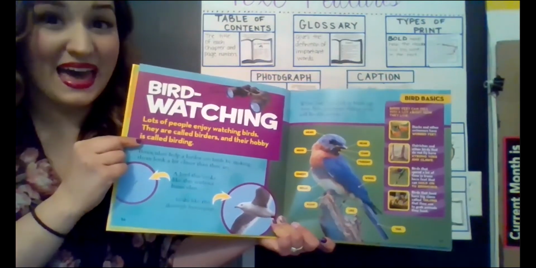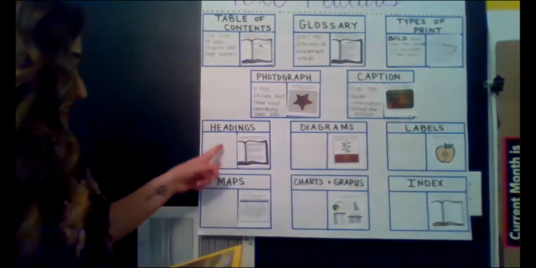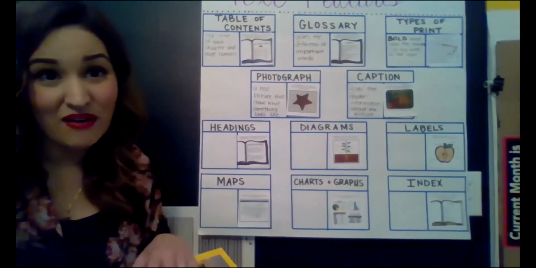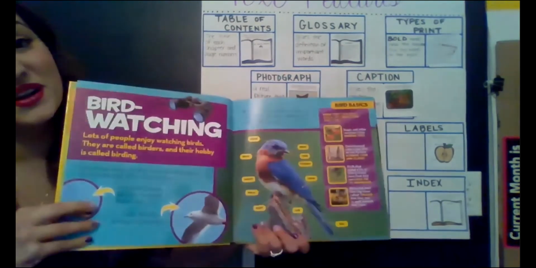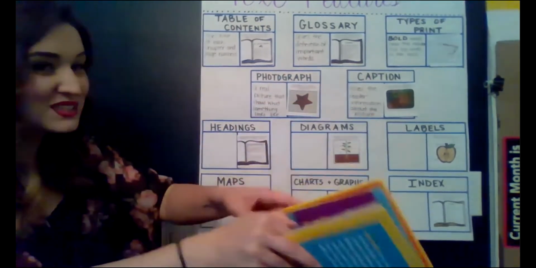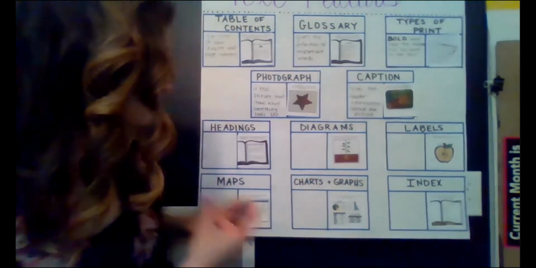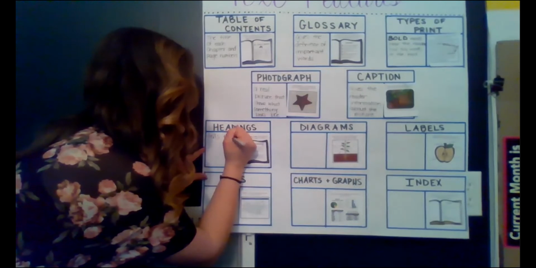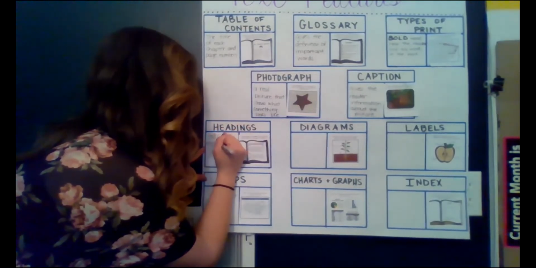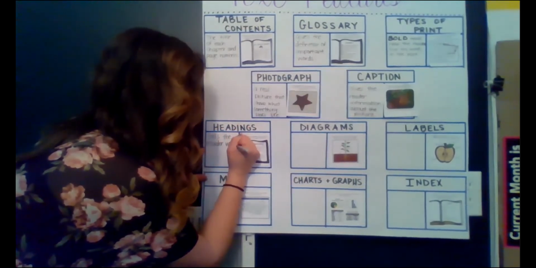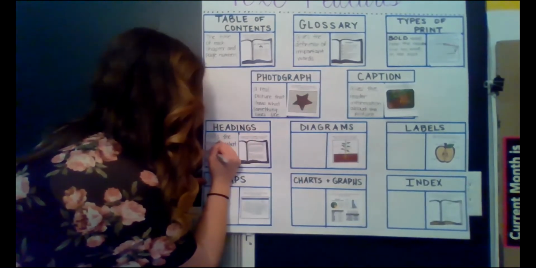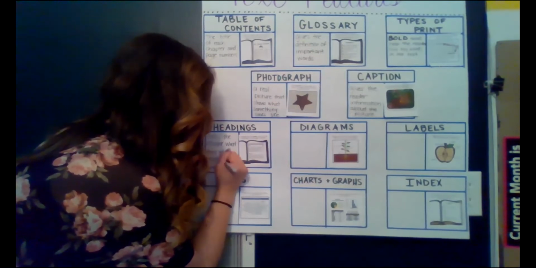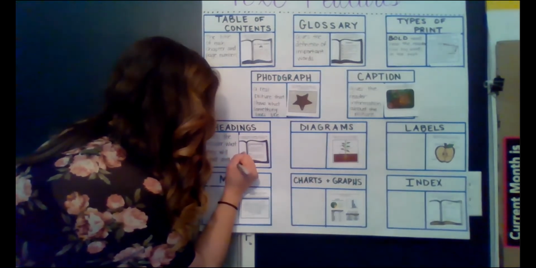It's called a heading. So that's our first thing on our anchor chart. And a heading tells the reader what they'll read about on those pages. So we know that we're going to read about bird watching. Let's record that before we start. A heading tells the reader what they will read about. Great.